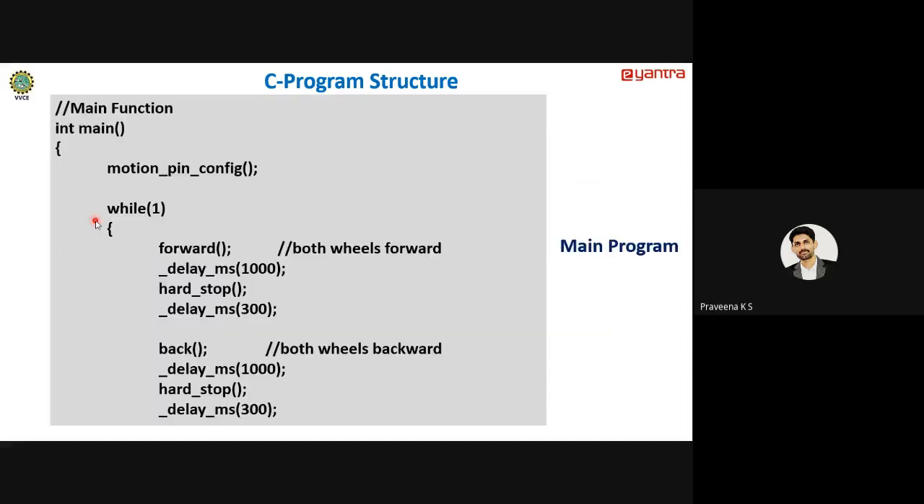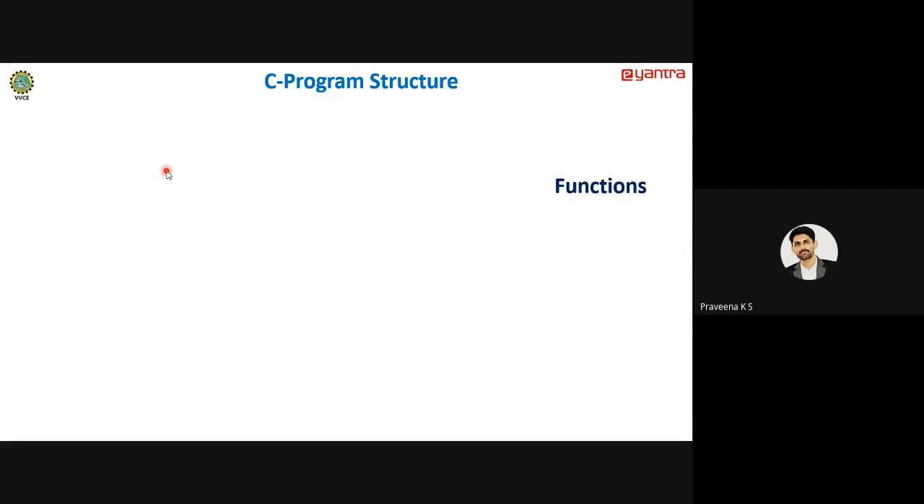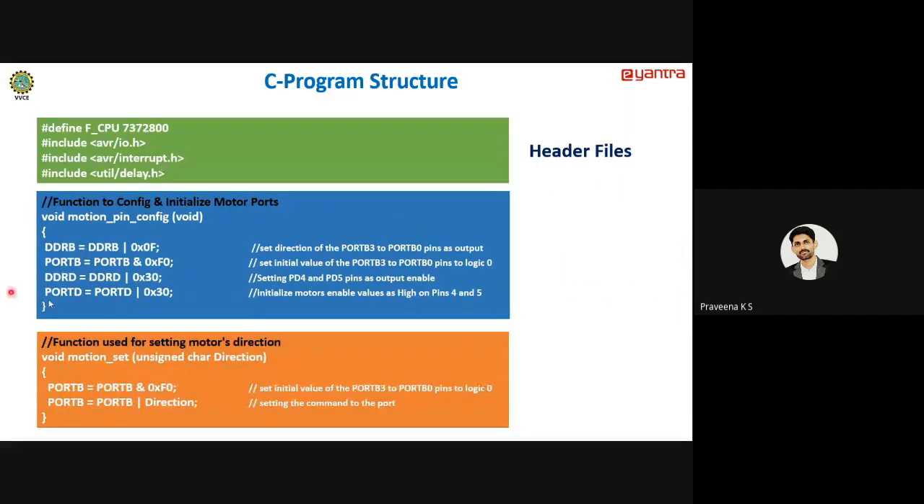Fine. So in the main program, this is the main program. So int main, it returns nothing, so void. In between, first I have to call the motion pin config command. It's a function, so it will execute all the commands that are written in the motion pin configuration instructions. What are all the commands that we have written?